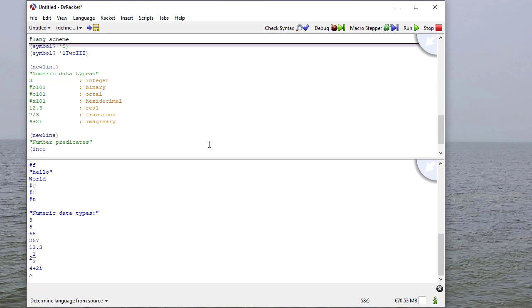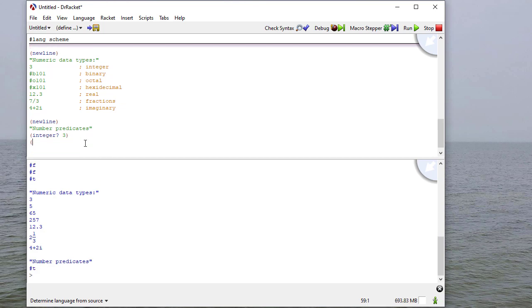The numeric types also have predicates as well, just like we have for symbol and string. So if we say integer 3, that's going to be true. You can see that that's true down here. So what if we ask if 3.0 is an integer? And an easier question, is 3.1 an integer? And here you can see 3.0 is an integer and 3.1 is not an integer.